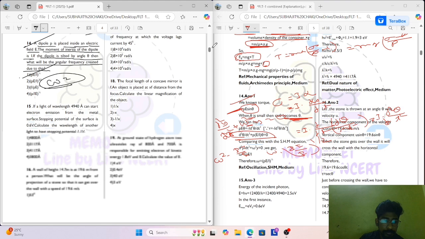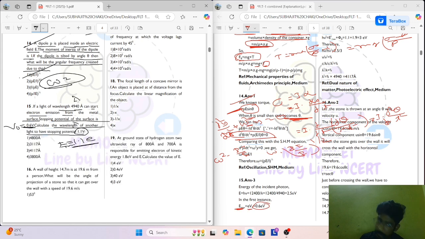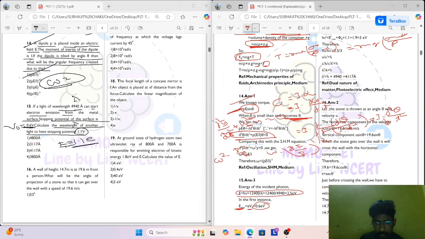The maximum kinetic energy, right? Wavelength is given as lambda, so you have to calculate another wavelength. So use the photoelectric equation given by Einstein, that is, the energy of the photon h nu equals E max plus W naught, or phi naught. That is, h nu equals E max plus phi naught. Phi naught means the work function.